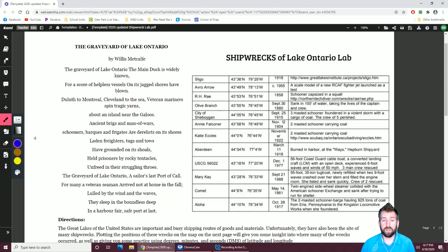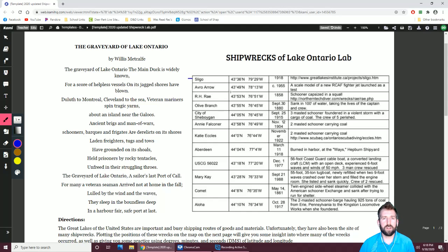So if you could log into that and open up to what you see right behind me, this is the lab. So what I'm going to do is show you how to do the first point, where to find the data, and that sort of thing. So we're going to start with the first ship. The ship names are over on the left over here. The first one we are going to plot is called Sligo.